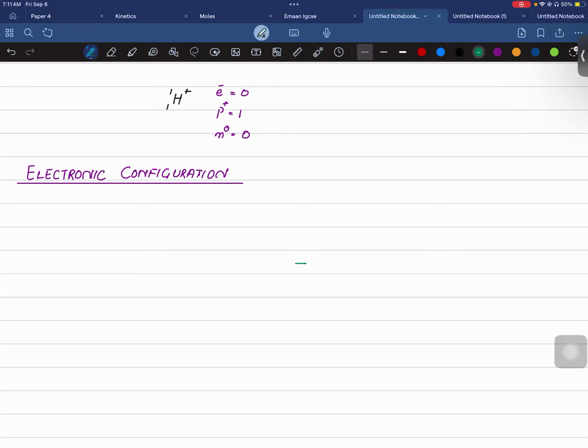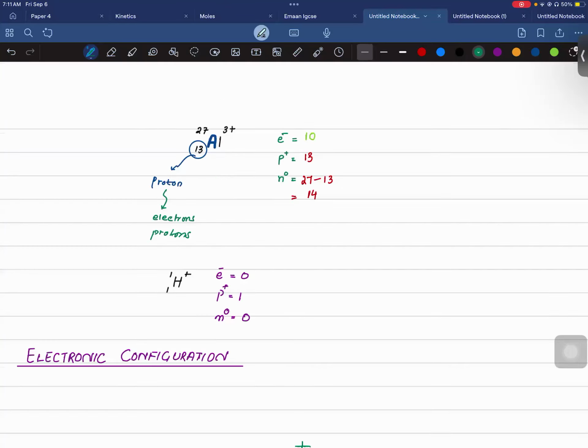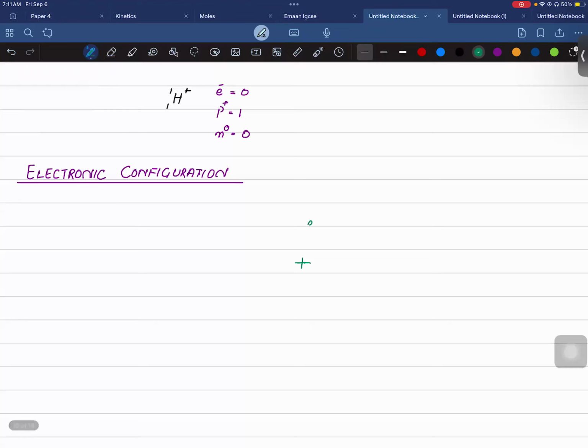Let's suppose this is a nucleus in which protons and neutrons are there. The electron keeps revolving around the nucleus just like that, due to the oppositely charged ions. So basically, we have to see how many electrons I'm supposed to put in a particular shell. Let's suppose we have multiple shells.